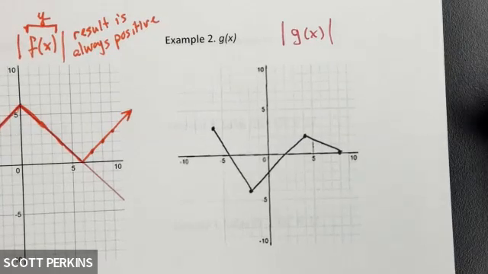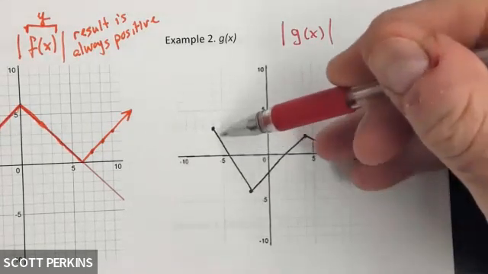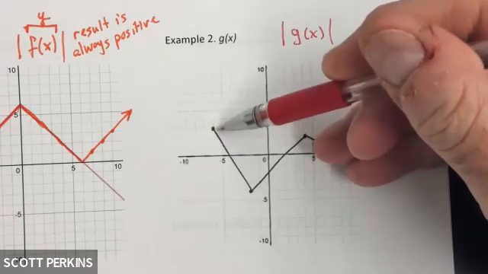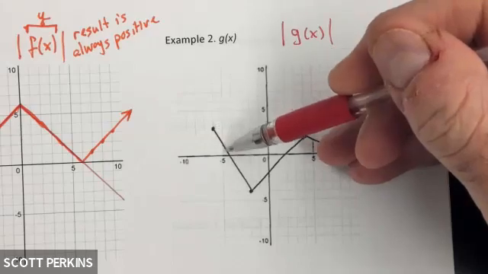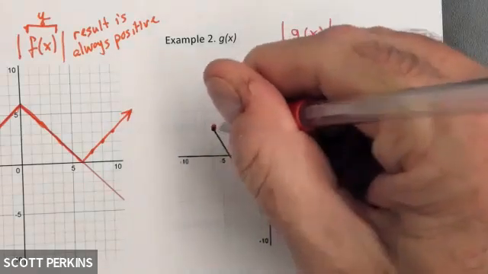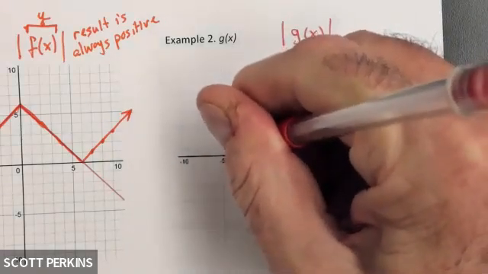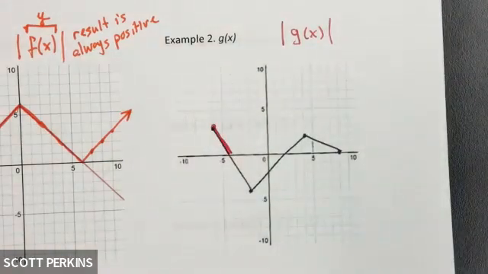All right, well, once again, I'm going to do this in pieces. So this initial part of the graph, this is already positive. Okay, so when I take the absolute value, this part's going to stay positive. So I'm just going to trace over it. There you go. So it stays positive. The red one is my new graph.